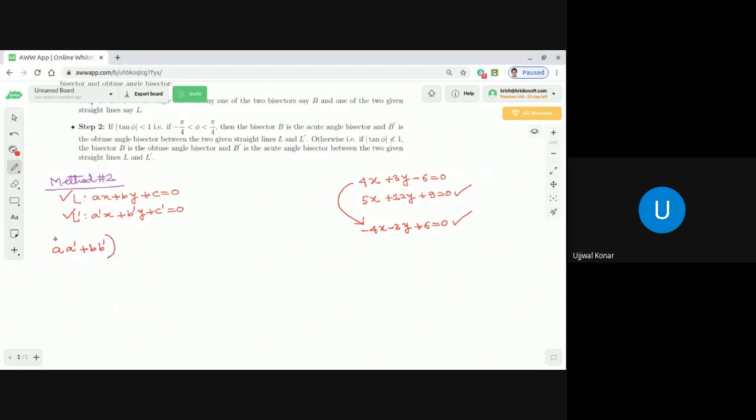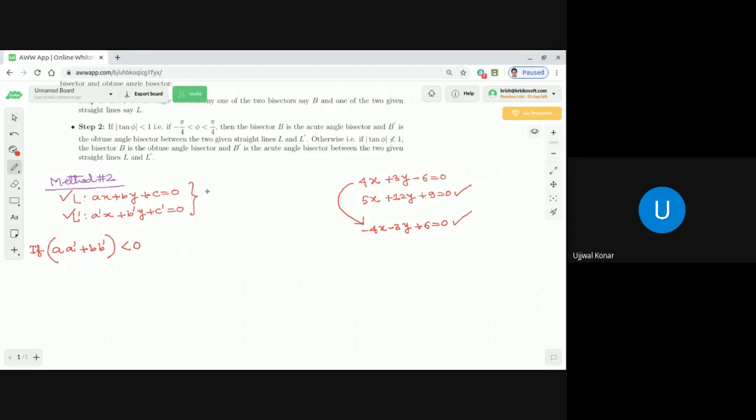Now, if we find that a a dash plus b b dash is less than 0, correct? Then the acute angle bisector will be b. So let me write down the equations of the bisectors as well here. What is the equation of the bisectors?